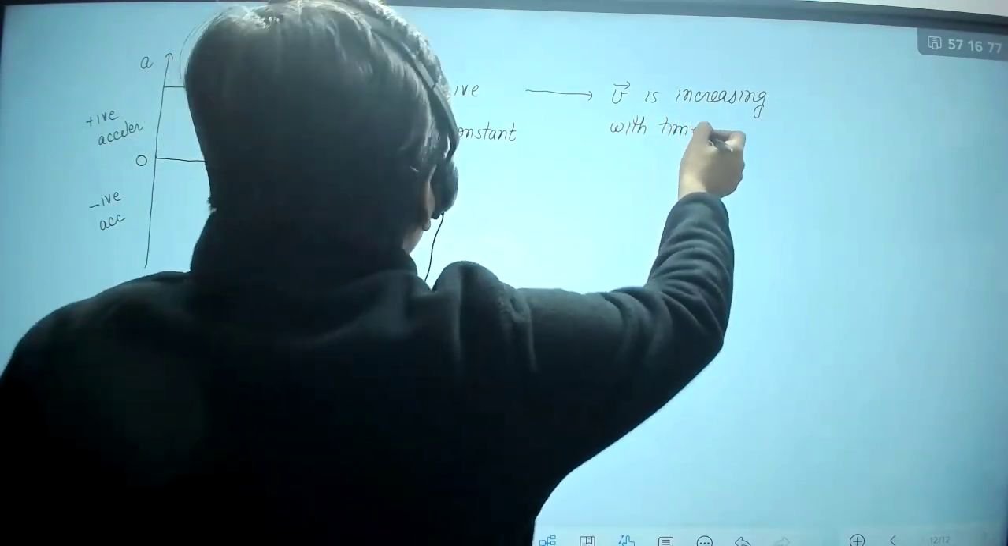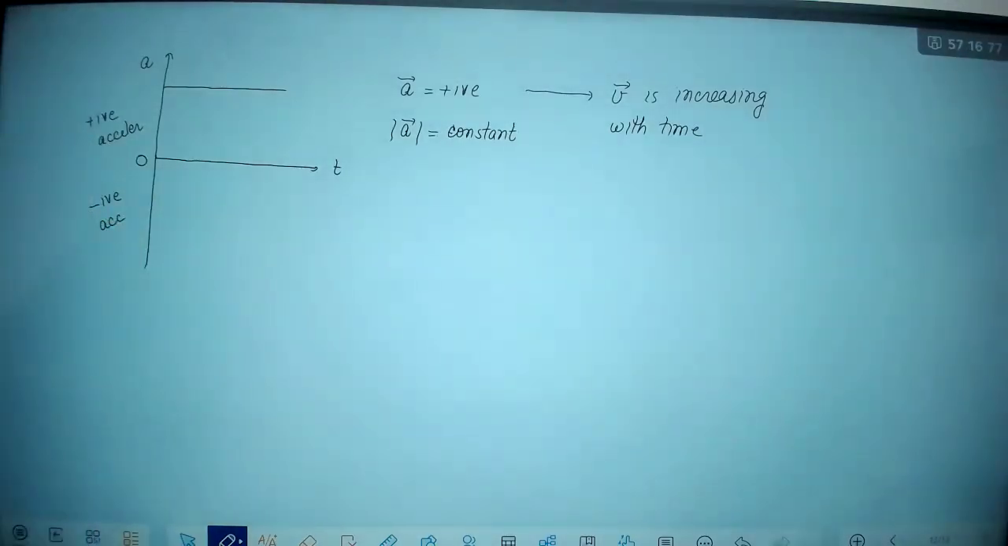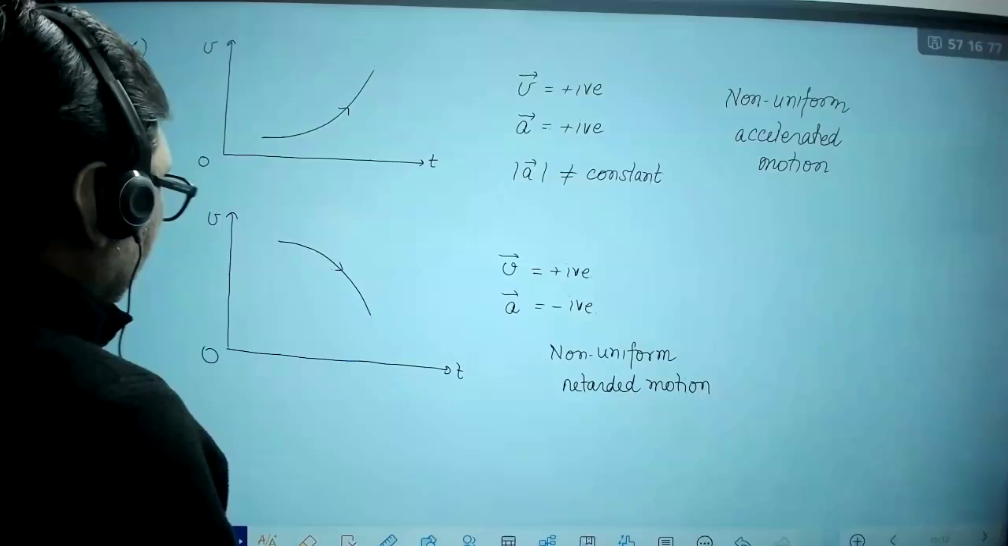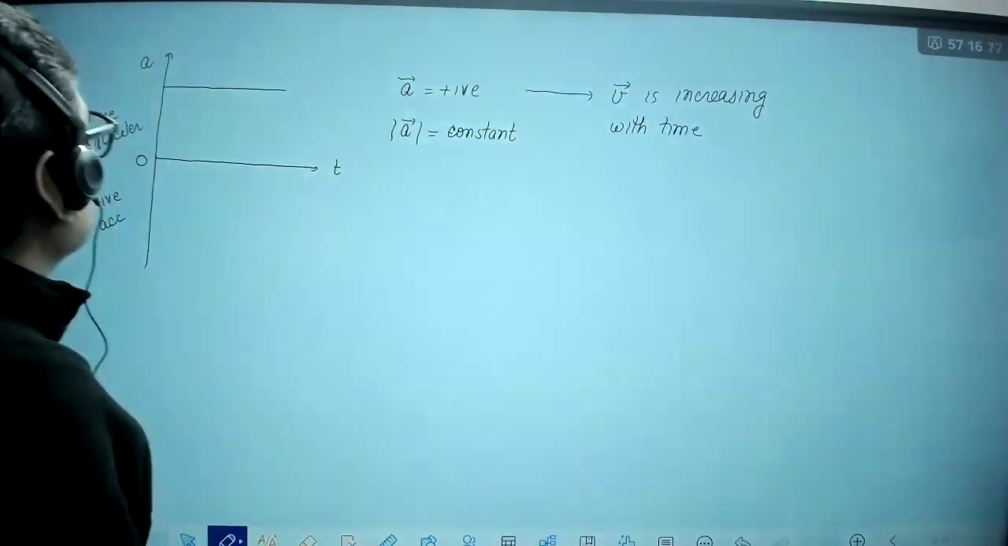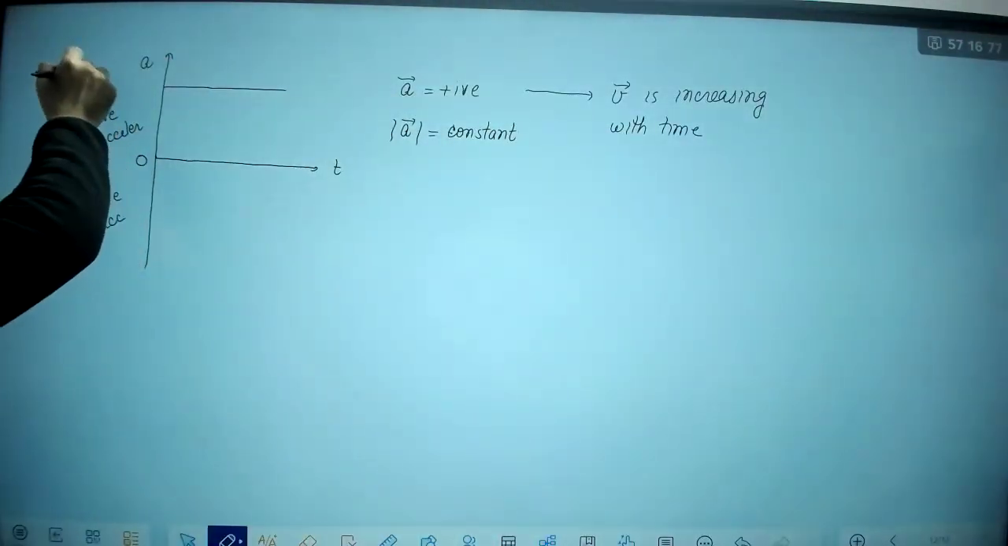So this information you can draw from here. From here you can draw these: uniform acceleration you can predict, and velocity is increasing with time. Okay. Second, this was which one number? This was first. This is the first acceleration time graph.